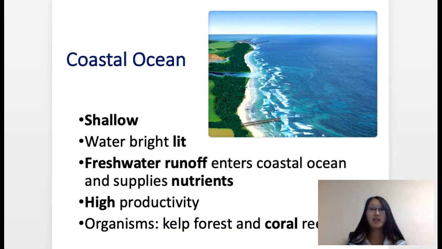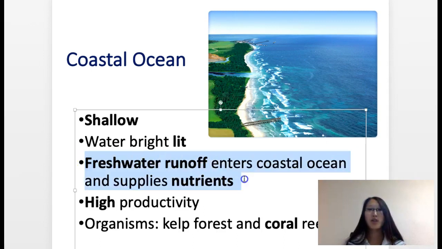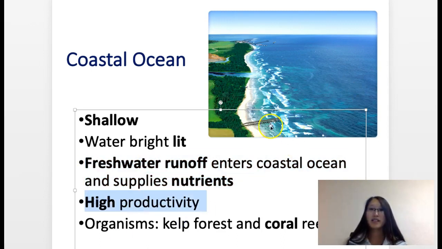The next one is the coastal ocean. You can just remember this picture right here. That's the coast. That's where you go at the beach. And you should know that we have freshwater runoff that enters the coastal ocean, and that's not good. There's very high productivity because it's very close to land. That means it gets a lot of nutrients from the land.